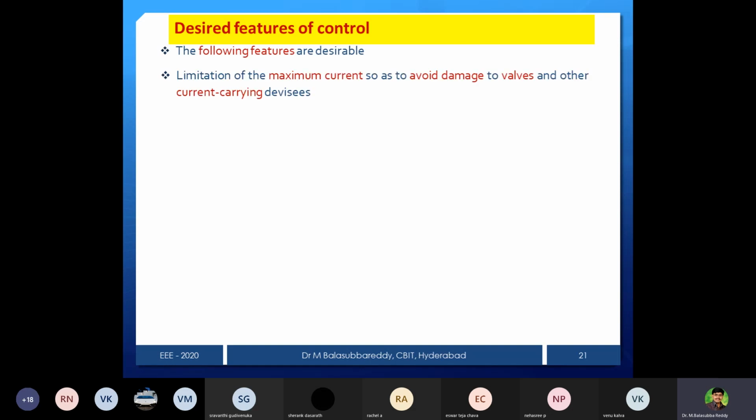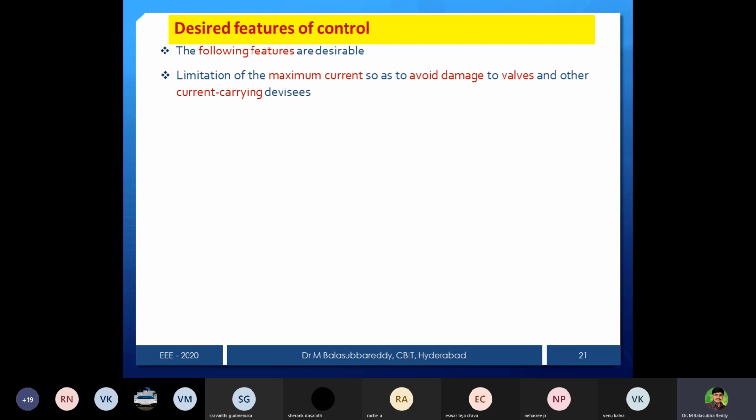You can see that one is the limitation of the maximum current so as to avoid damage to the valves. This is one of the factors we need to consider. So the current should not be very high. Control is essential for the current in that line, because we are operating, let us assume, with constant voltage, but the current needs to vary to transmit the power. If you keep on varying the current to meet your power demand, then the current cannot be withstood by the valves, and automatically the valves may be damaged.